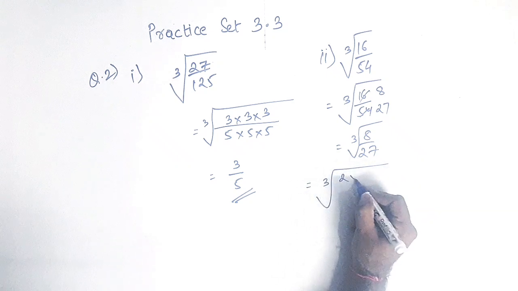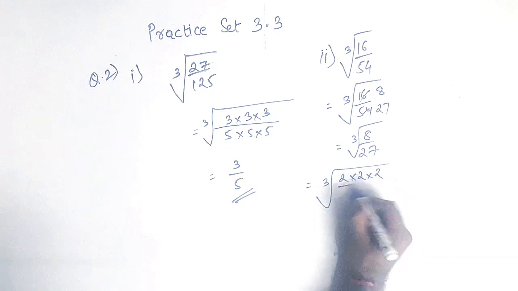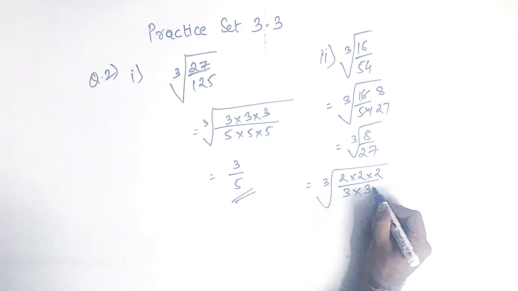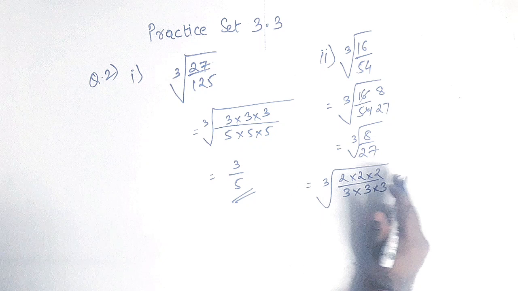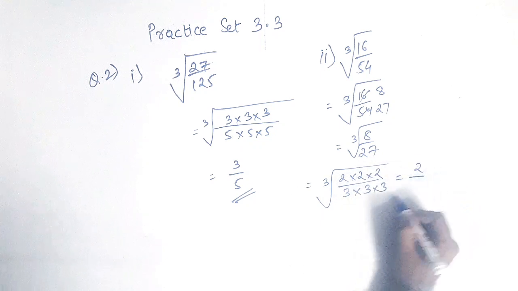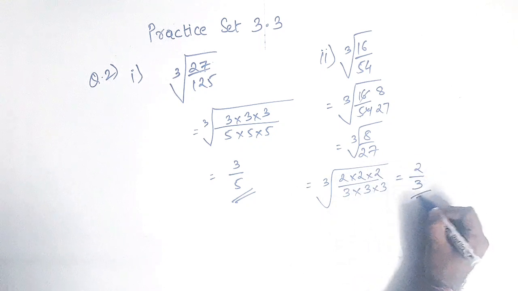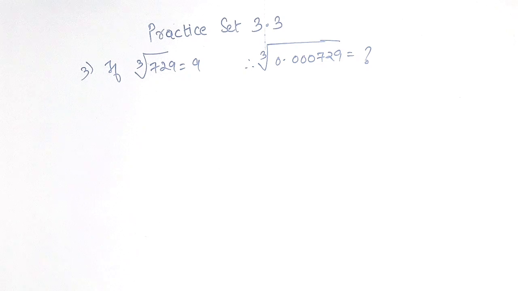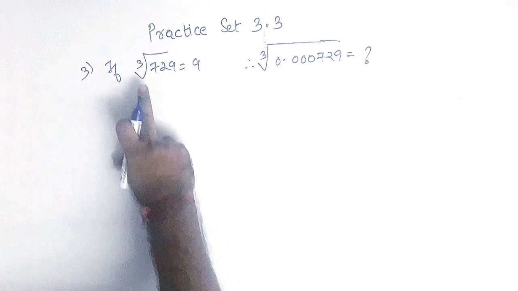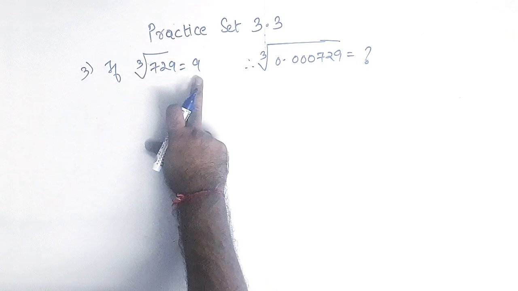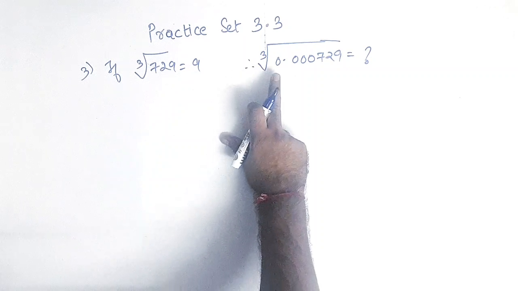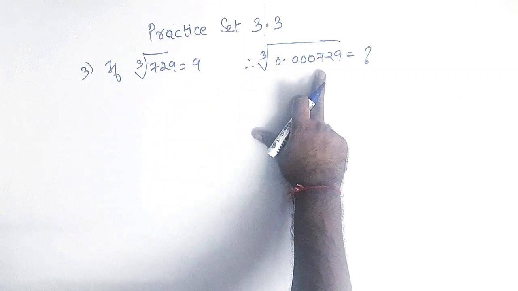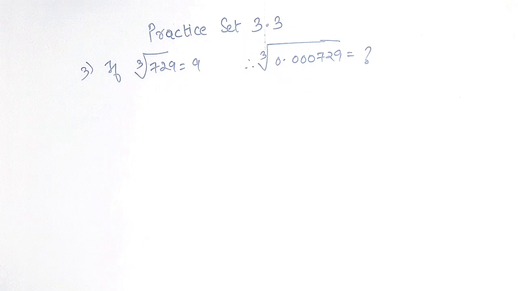The cube root of 8, you know, is 3 times 2, and 27 is 3 times 3. So outside the root sign, 3 2's will become 1 2 and 3 3's will become 1 3. Okay, then the ninth one is given like this, where the cube root of 729 is 9. So what is the cube root of 0.000729?